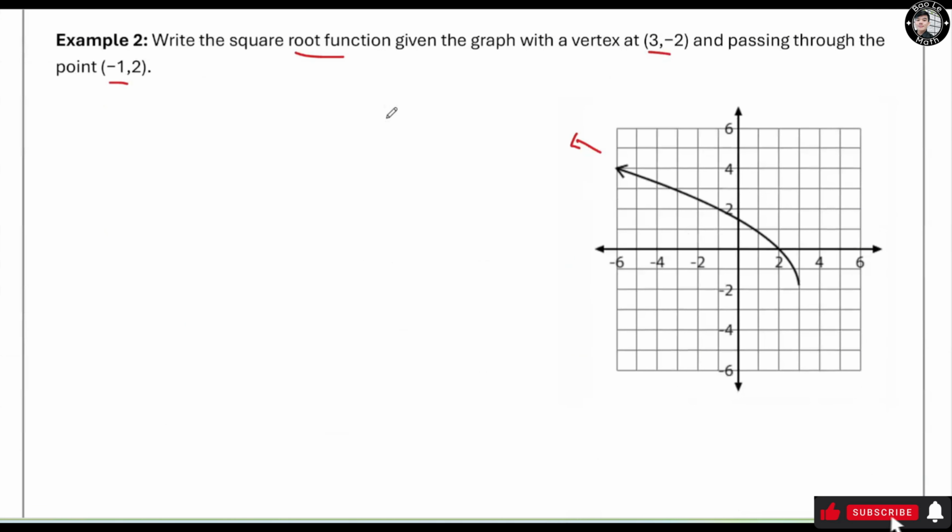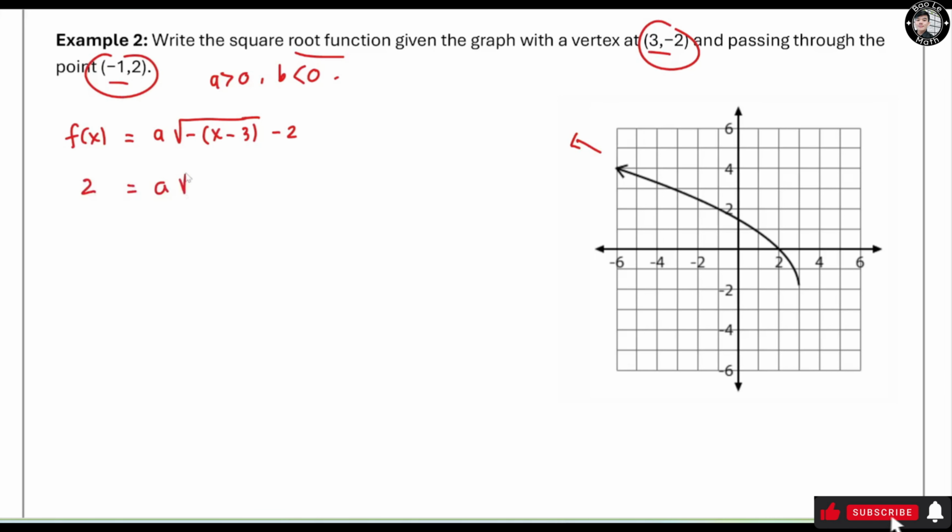So we have A positive, B negative, right? So we have f of x equals a square root of negative of (x minus 3) minus 2, right? Now use this ordered pair right here to solve for a, right? So 2 equals a square root of negative (-1 minus 3) minus 2, right? Add 2 to both sides, so we have a square root of -1 minus 3, -4 times -1 is going to be 4, equals 4, right?